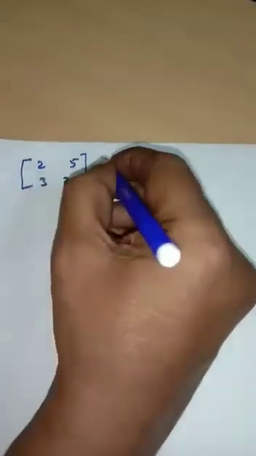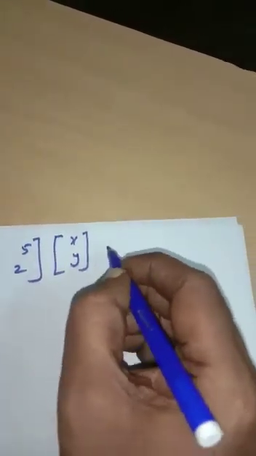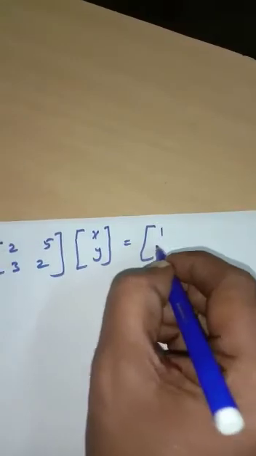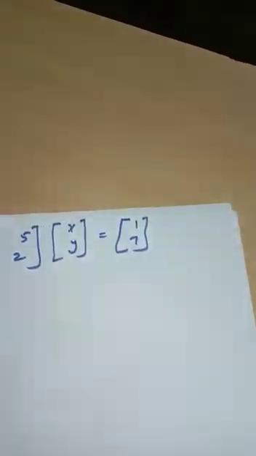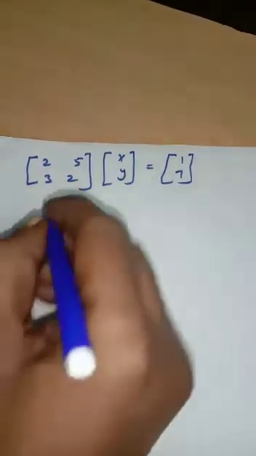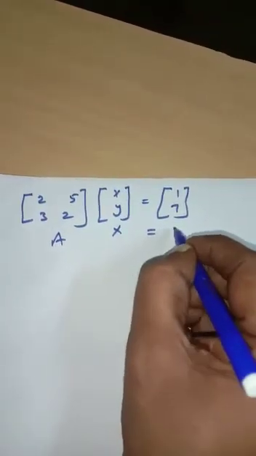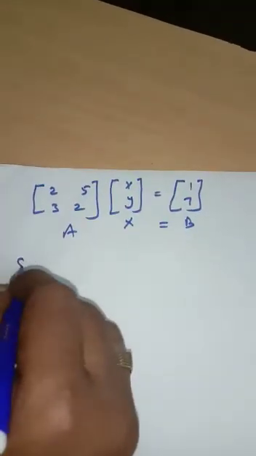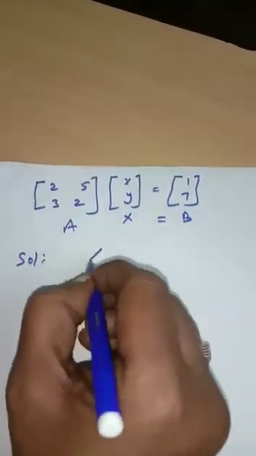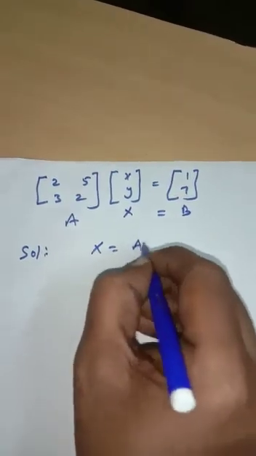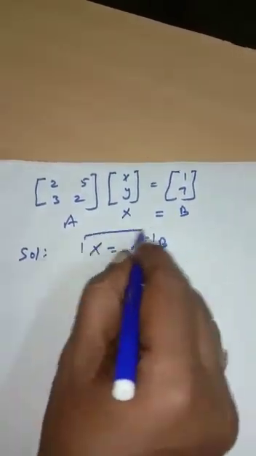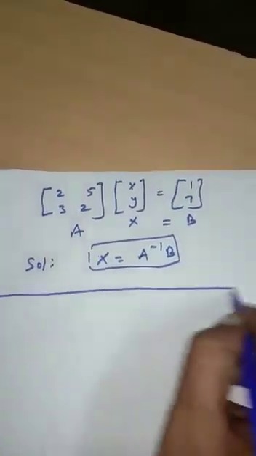2, 5, 3, 2 coefficient matrix; X, Y variable matrix; 1, 7 constant matrix. It is in the form AX is equal to B. The solution is X is equal to A inverse B. This is the solution of the system of equations.